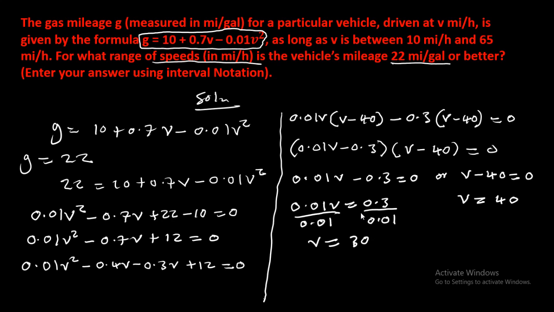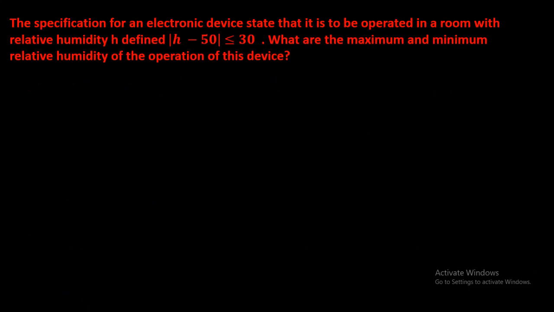Since we have been asked to express this answer in interval notation, you can simply say open bracket 30 comma 40, and then close the bracket. So this is the answer for this question. Let's quickly move on and look at the next question.